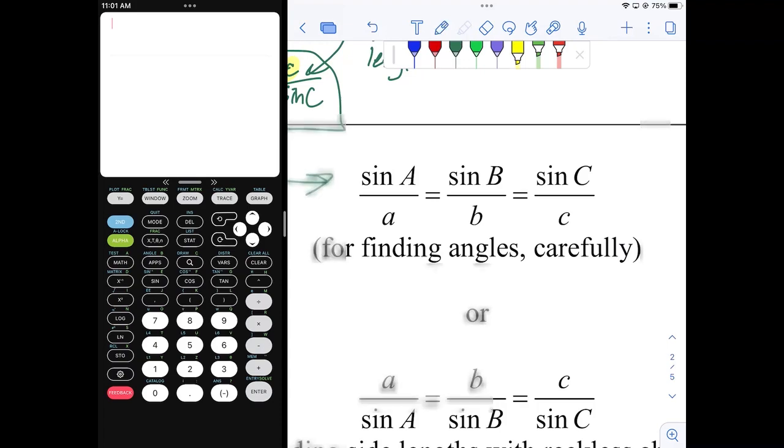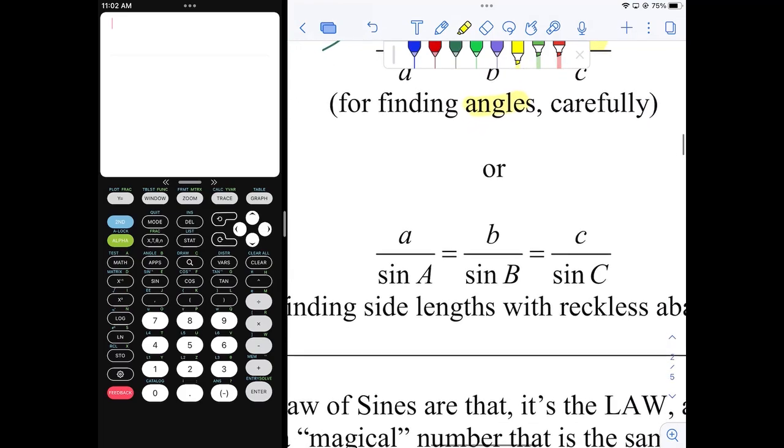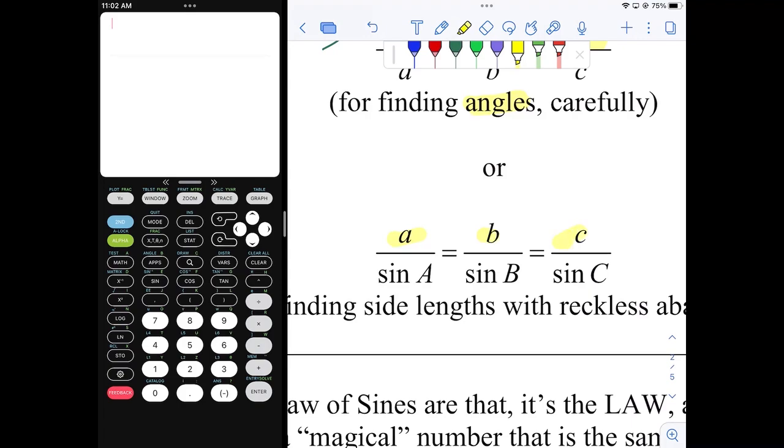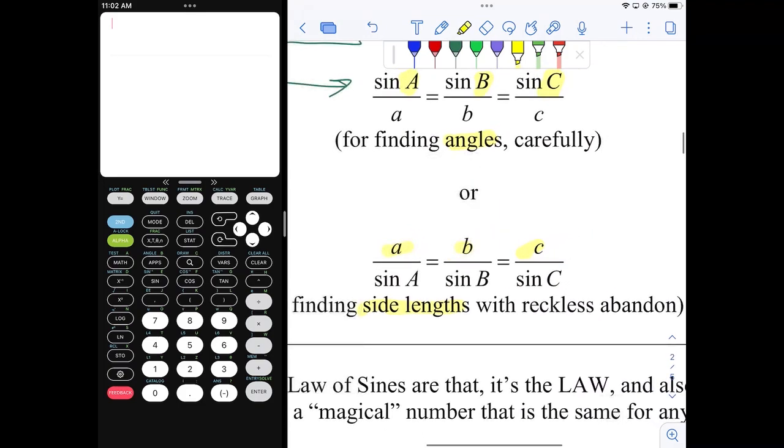And now this one is for finding angles, very carefully, and we'll do that tomorrow. Why is it used for finding angles? Because it has the angles in the top. If you can put your unknown in the numerator, it makes the algebra a little bit easier. And then this one down here is just a flip version with the side lengths in the top, and it is good for finding side lengths with reckless abandon, because you're always going to get the right answer. With angles, you have to sometimes find the complement of the angle that the calculator gives you. A little bit more to it than that. But today we're just going to be finding side lengths with the law of sines.